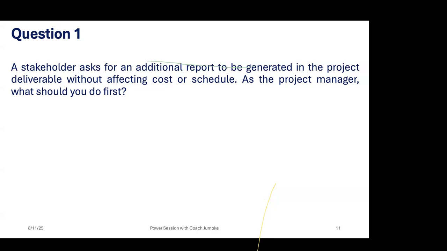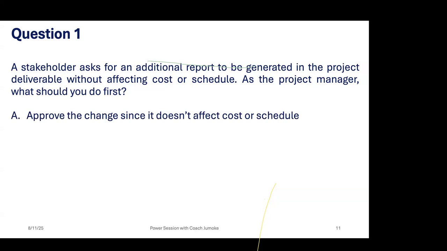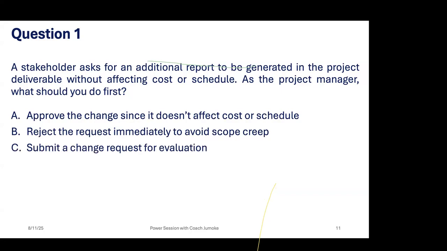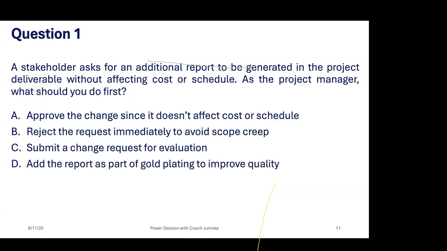Okay, so a stakeholder asks for an additional report to be generated in the project deliverable without affecting cost or schedule. As a project manager, what should you do first? A, approve the change since it doesn't affect cost or schedule. B, reject the request immediately to avoid scope creep. C, submit a change request for evaluation. D, add the report as part of gold plating to improve quality. So drop your answers.